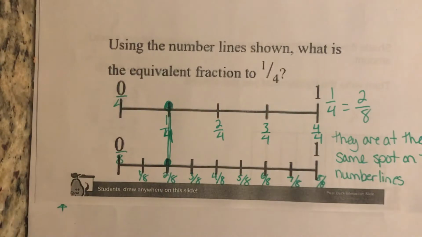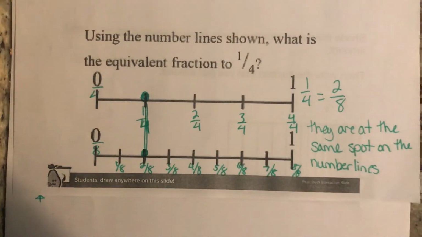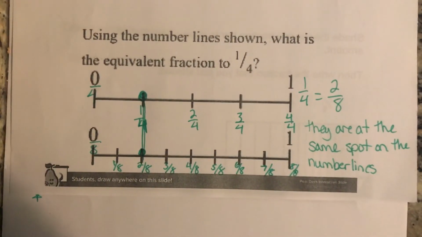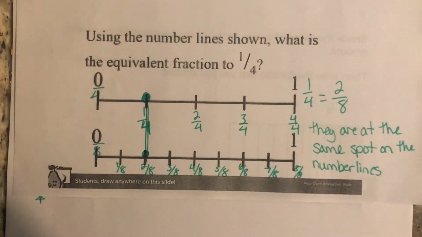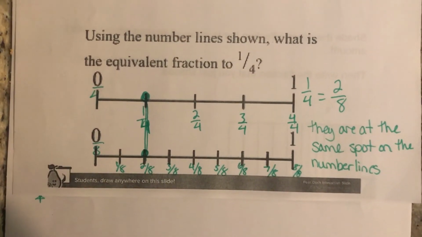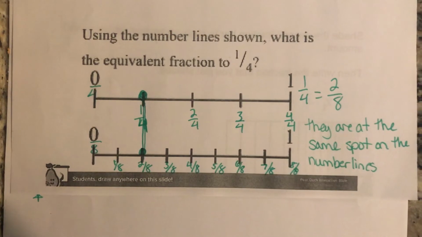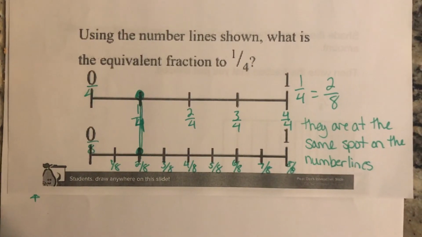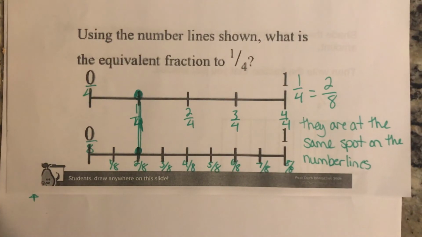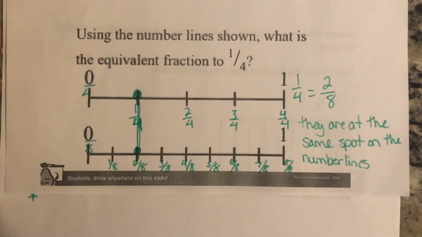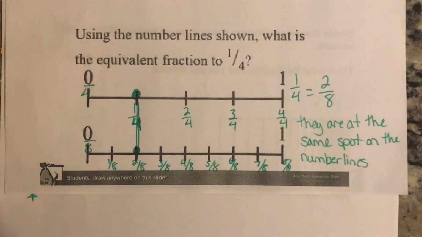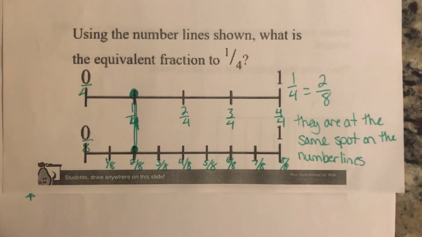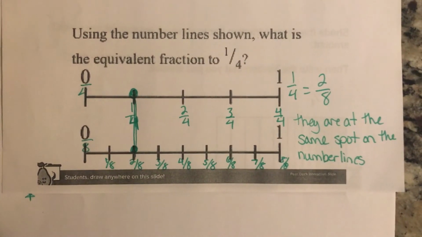To show it on number lines here, I would have to label first the 1/4 and then figure out what the second number line has been split into, which is eighths. There I can see that 1/4 and the fraction 2/8 line up together, meaning they both stop at the same place on their number lines. So that's how I know those fractions are equivalent.